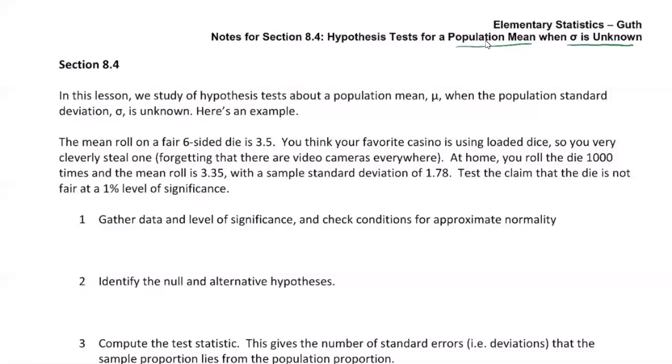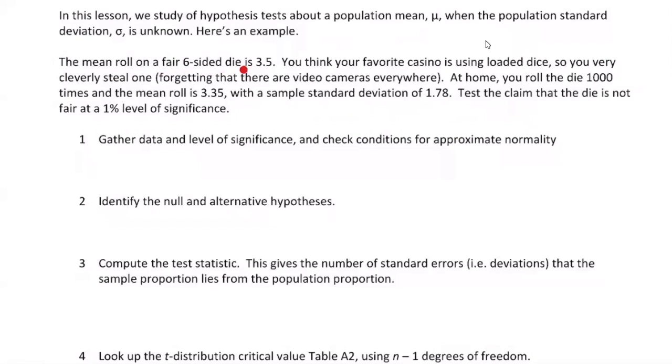Here's an example. The mean roll on a fair 6-sided die is 3.5. If you think about it, it goes from 1 to 6; 1 plus 6 is 7, you divide that by 2, it's 3.5. So that's the mean roll on a fair die. So you think your favorite casino is using loaded dice. You very cleverly steal one, forgetting there are video cameras everywhere. At home, you roll the die 1,000 times, and the mean roll is 3.35 with a sample standard deviation of 1.78. Test the claim that the die is not fair using a 1% level of significance.